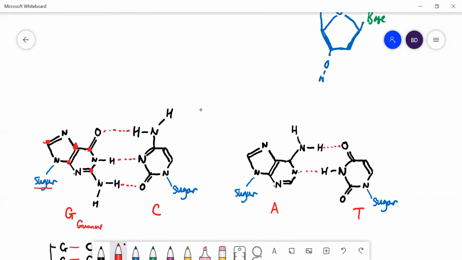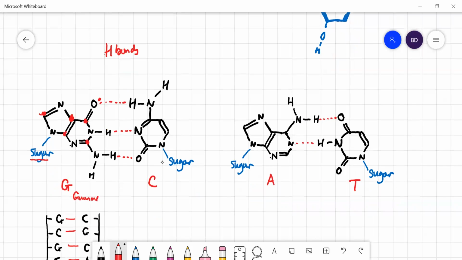Right, these dotted lines here are hydrogen bonds. And if you do chemistry, you will know that hydrogen bonds form between a hydrogen which is attached to nitrogen or oxygen. So that hydrogen is attached to nitrogen there, and it forms an interaction with a pair of electrons on another oxygen. Now, guanine and cytosine form 3 hydrogen bonds between each other.